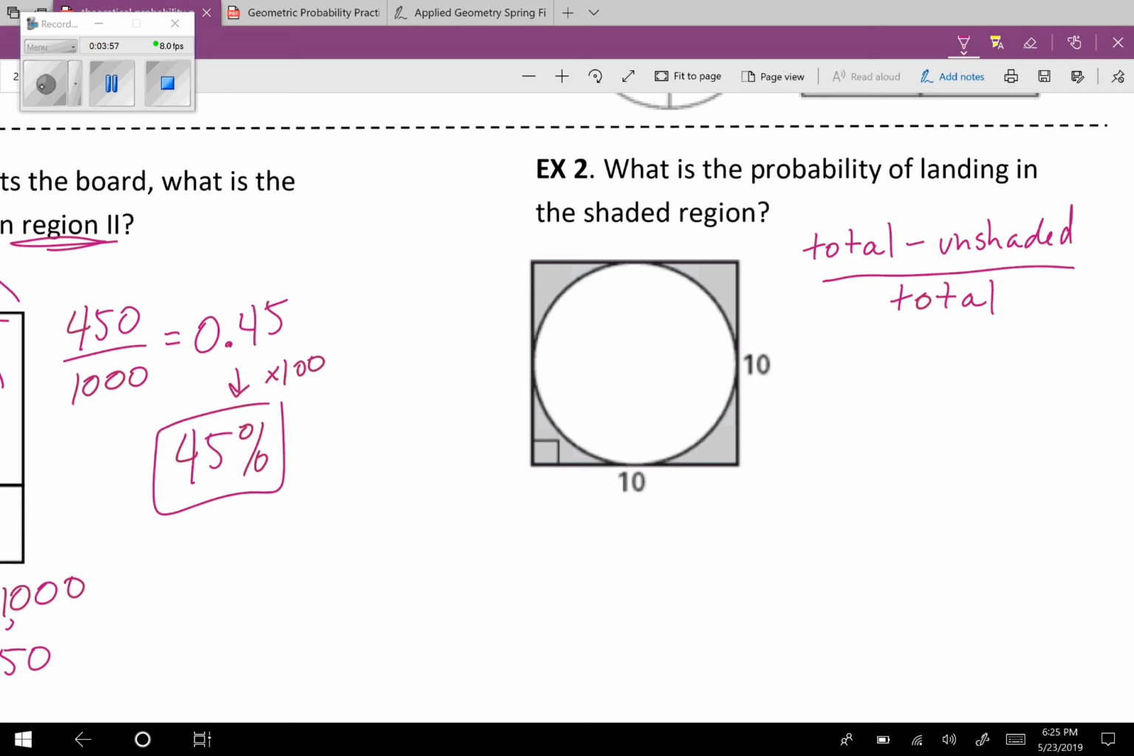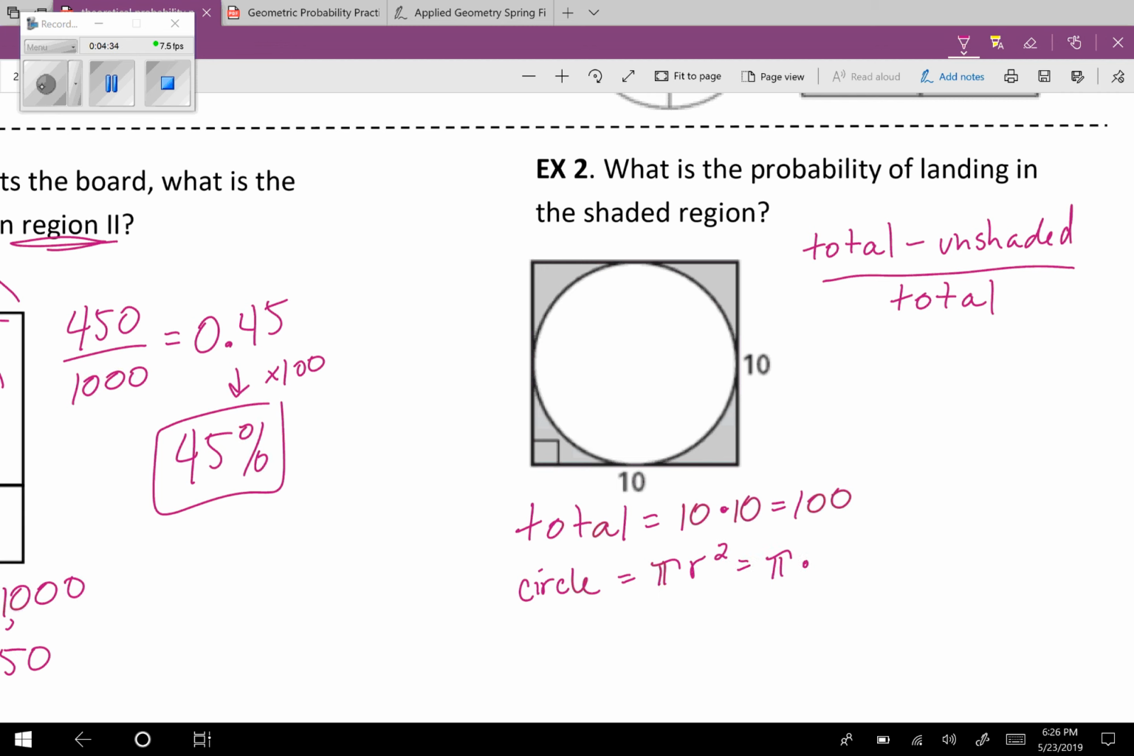Our total area, it's this square. So how do you find the area of a square? Well, it's like a rectangle. It's side times side. So in this case, 10 times 10. So our total area is 100. Okay, now we have the unshaded. The unshaded is the circle. So you have to look up the formula for the area of a circle. Well, it's pi r squared.